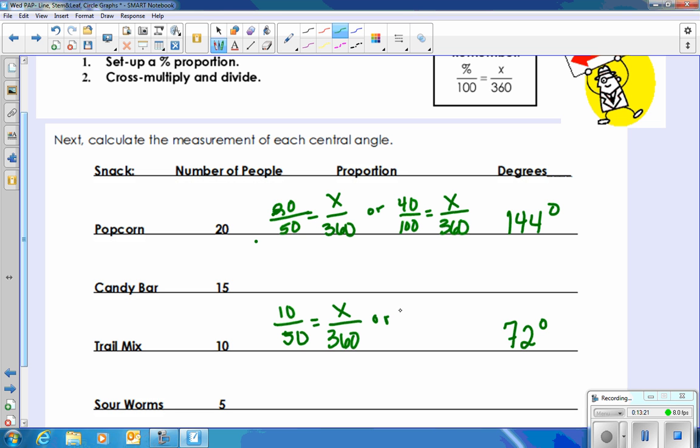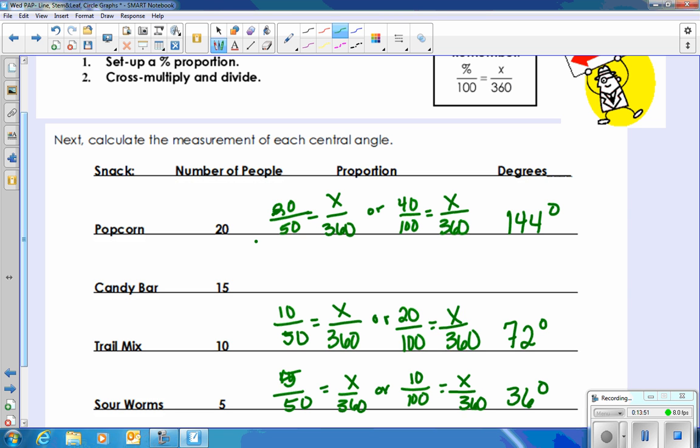But the proportions that we could use for this type of problem are these. For 15, we could do, okay, 10 divided by 2, so 72 divided by 2 is 36. And again, I could have used 5 over 50 is x over 360. Or 10 over 100 is x over 360. Okay, and I got my 36 degrees.